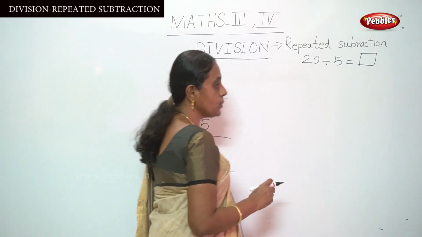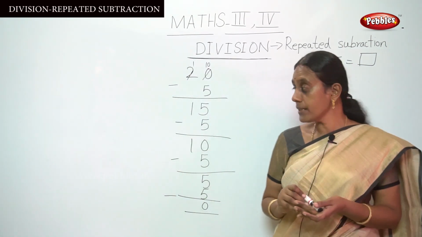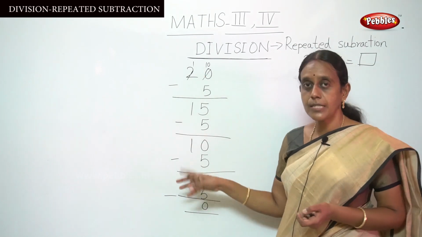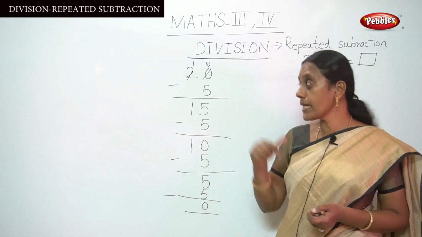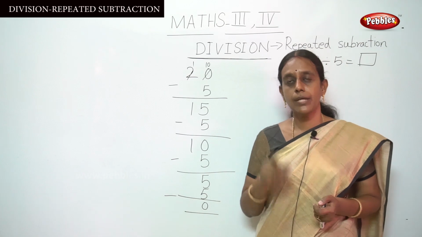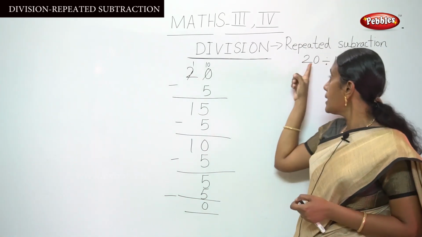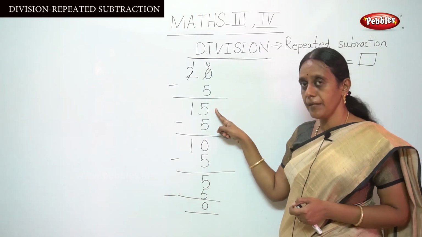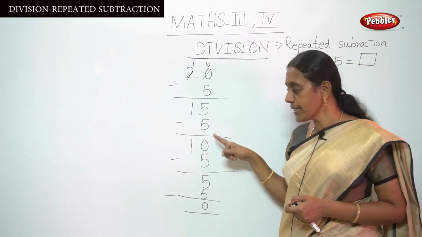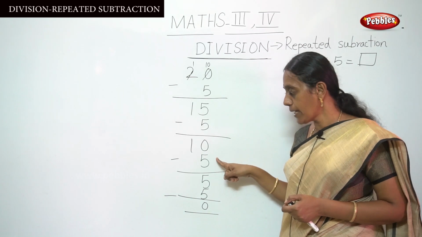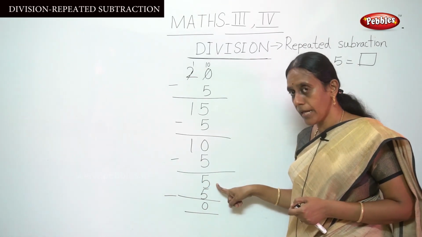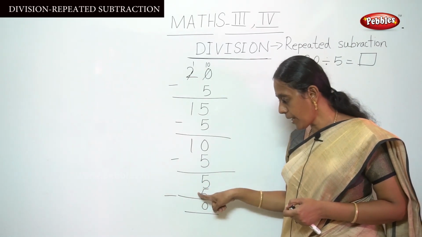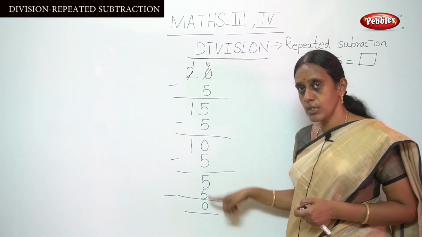Now you have to count how many subtractions are done here. That is the answer, the quotient. Observe this: 20 minus 5 gives 15. Again 5, you get 10. Again subtract 5, that is 5. Again 5 minus 5 is 0.